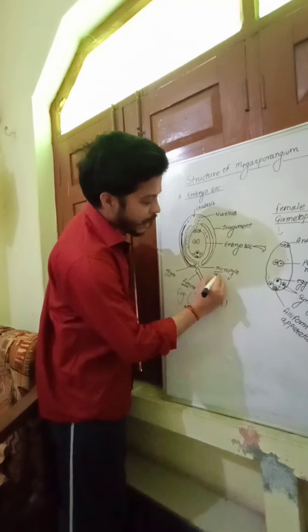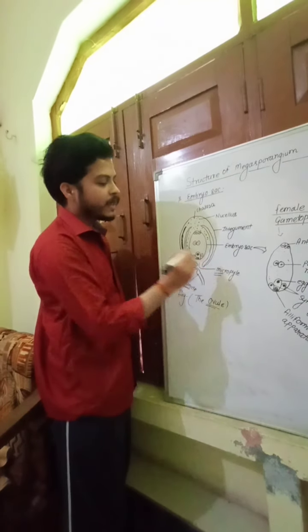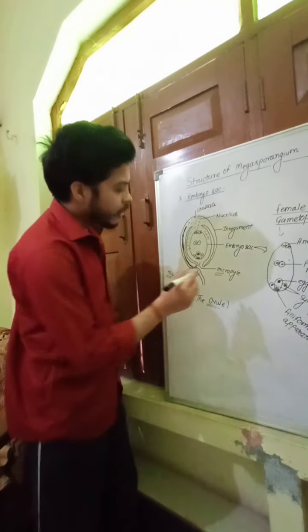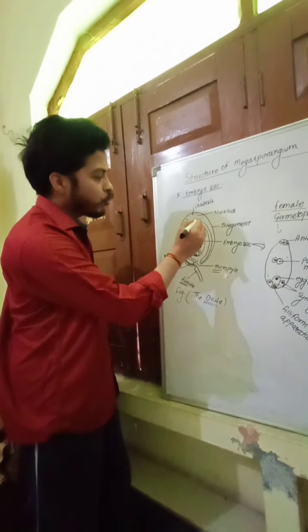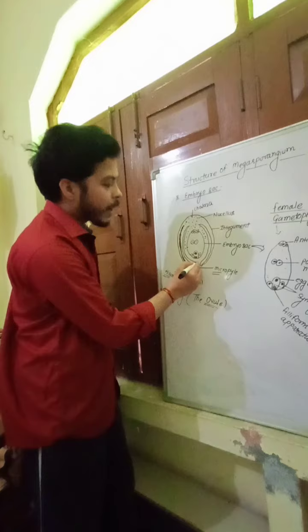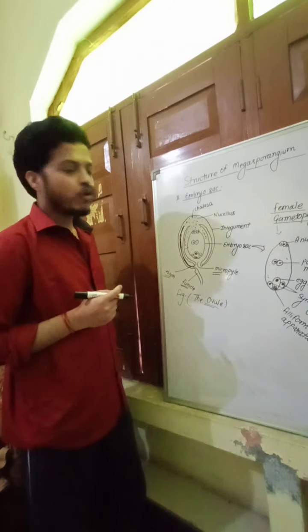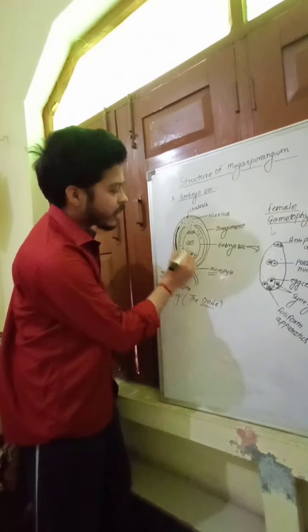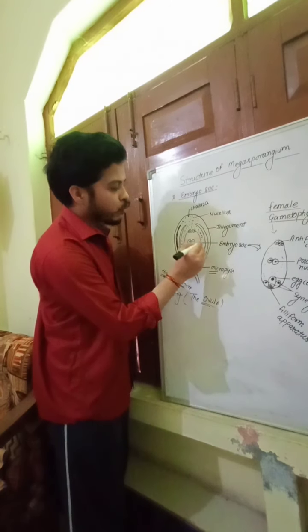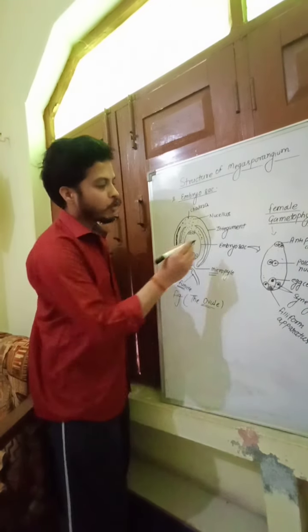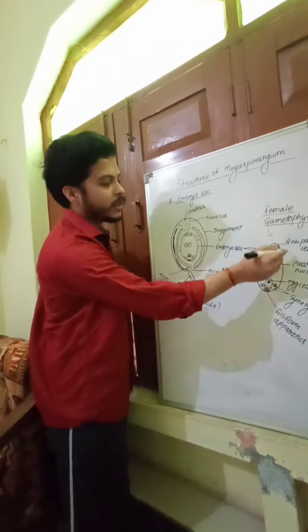What is micropyle? Just opposite to chalaza, there is a small opening that is called micropyle. What is its function? The pollen tube comes and enters through the micropyle, that is called porogamy, and fertilizes the egg cell. Inside the ovule, the embryocyte is present. Embryocyte is a female gametophyte, as we discussed.